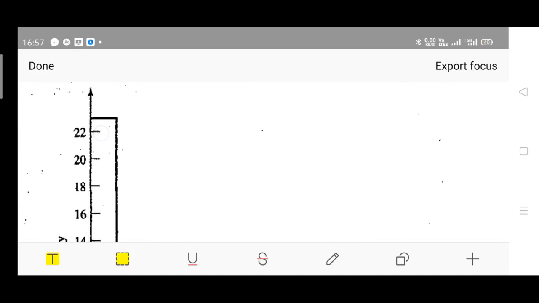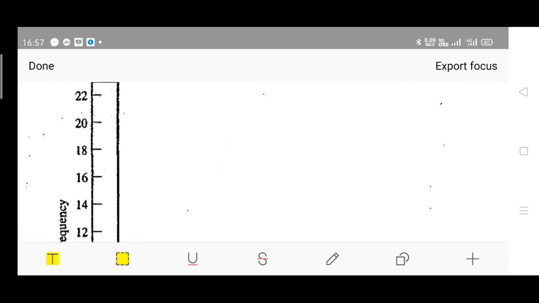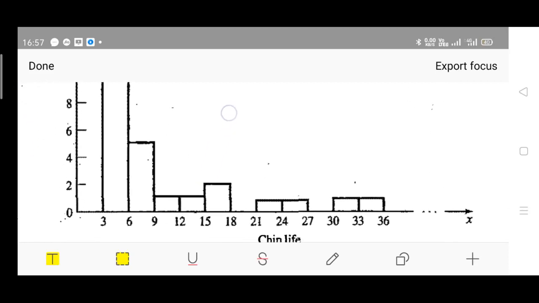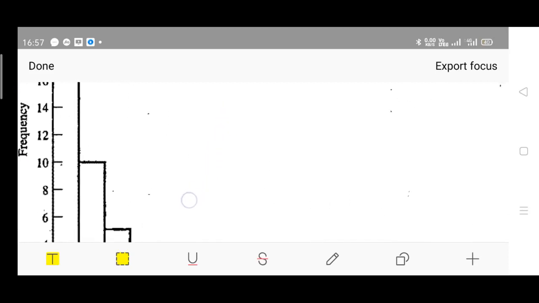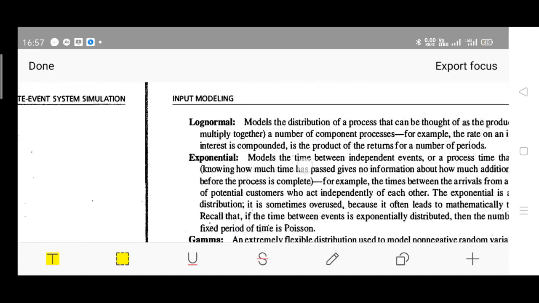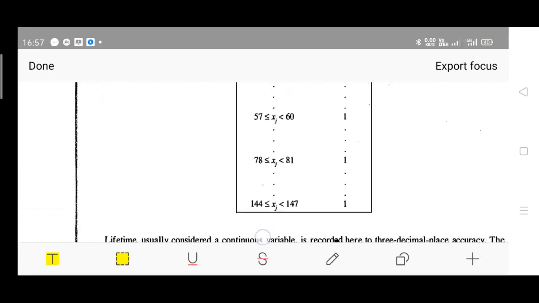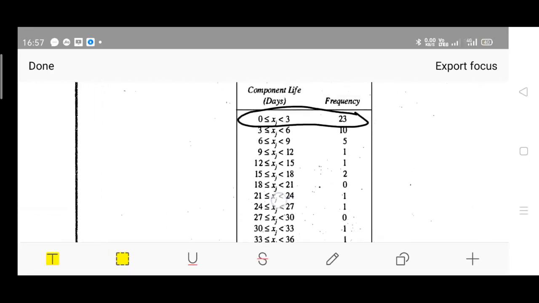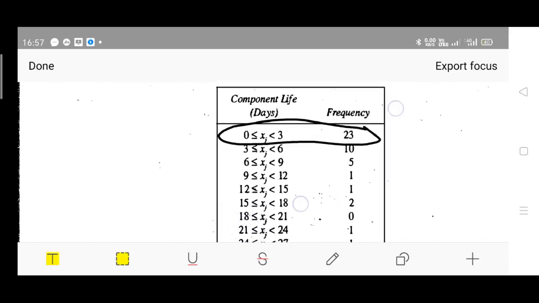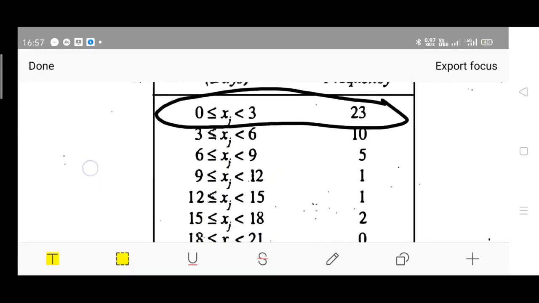Somewhere here is 22, next is the 23 in the graph. Easily you can go for scaling. That is for 0 to 3 days. Then 3 to 6, as per the table, how many is it? What is the frequency value for 3 to 6? It is observed that 10 components failed between these days, right?